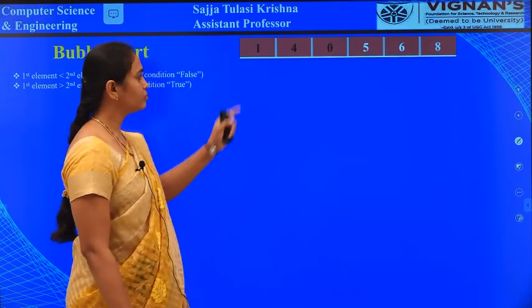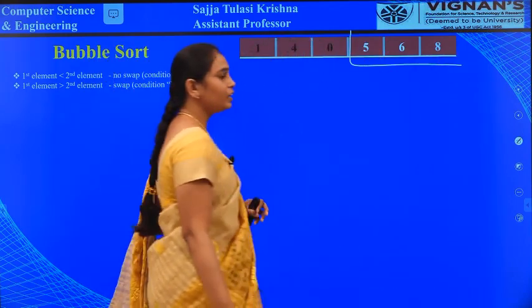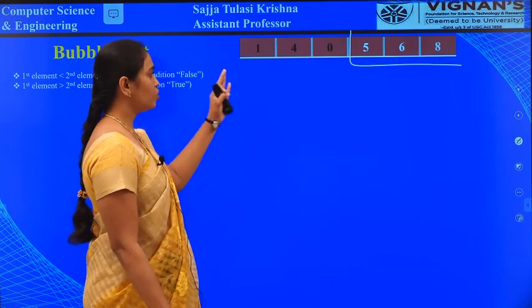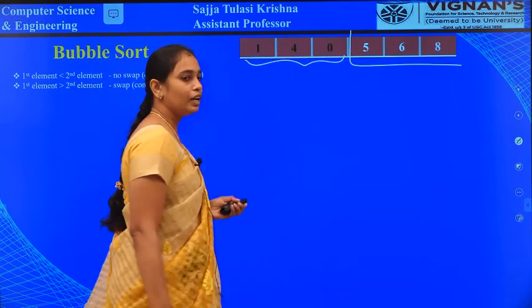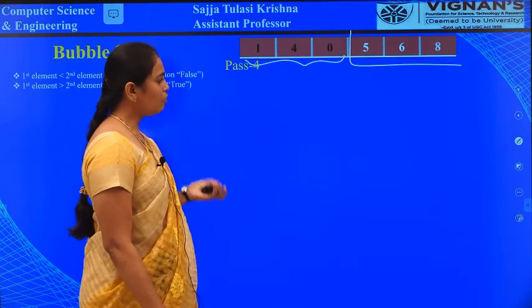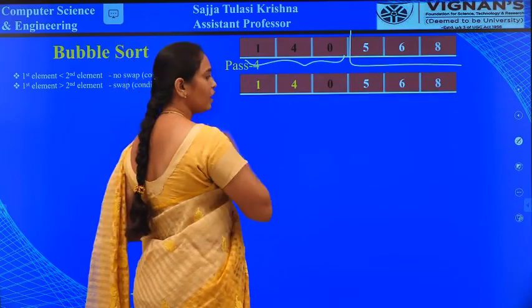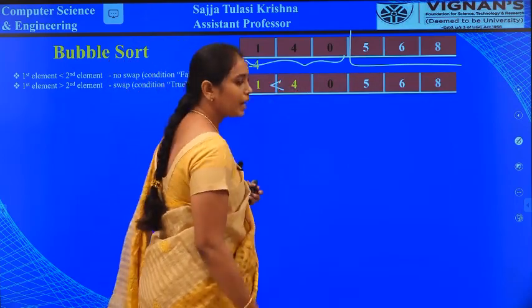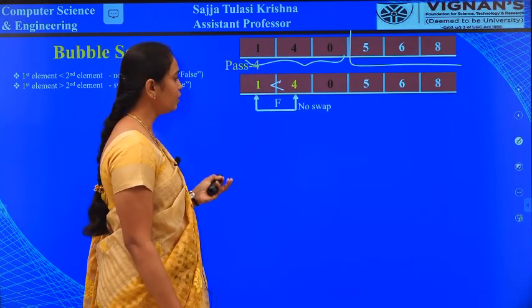Okay, see here. Now there is no need to compare these three elements. The comparison is done with only these three elements in pass 4. Now repeat the same process. See here, again compare 1 with 4. The condition is again false, so no need to swap here.